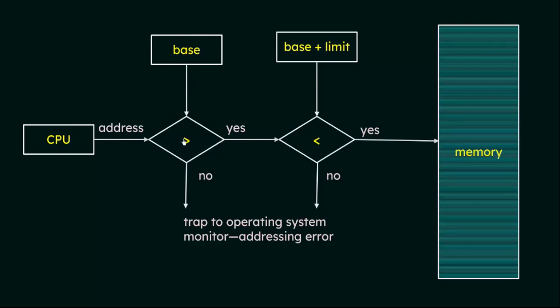We say yes. And in case it is not greater than or equal to the base, that means it is less than the base, what does it mean? It means that it is not within that legal address space of that process. So if it is no, we are not going to allow it to access that. So it goes to a trap to the operating system monitor and it will throw an addressing error.